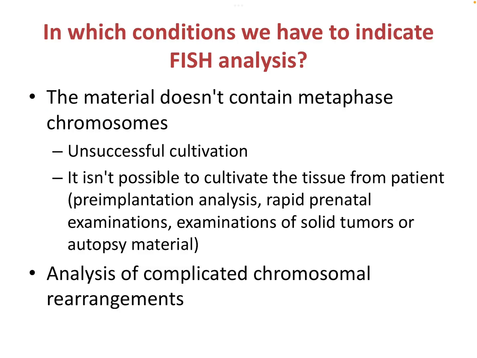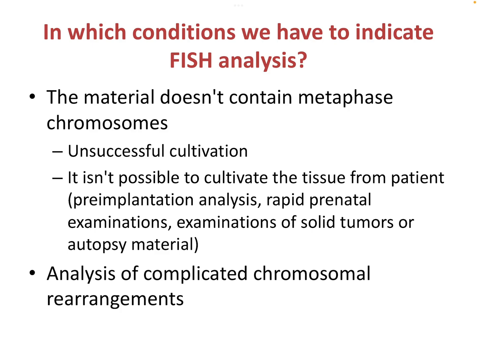So in which condition do we have to indicate FISH analysis? When the material doesn't contain a metaphase chromosome, such as in unsuccessful cultivation. Because cultivation can take up to 10 days. So if the cultivation is not successful, then we can use FISH. Or it isn't possible to cultivate the tissue from the patient. For example, we need to have a rapid identification, such as in rapid prenatal examinations. We need to get the sample and then examine the sample quickly. So in FISH, we don't need cultivation. It takes less than 24 hours for the result to be made.